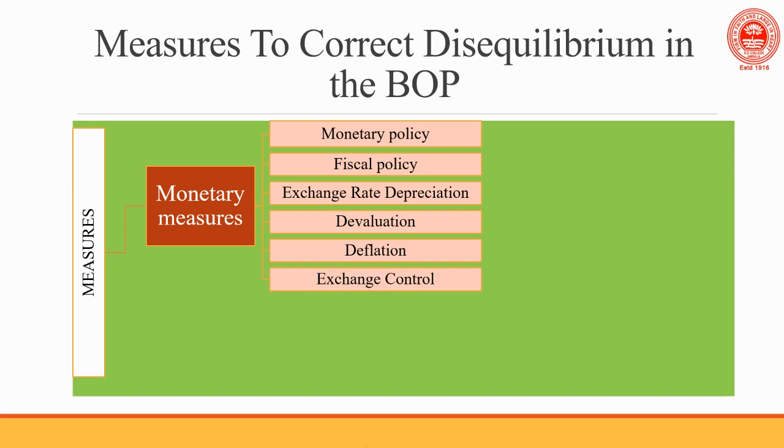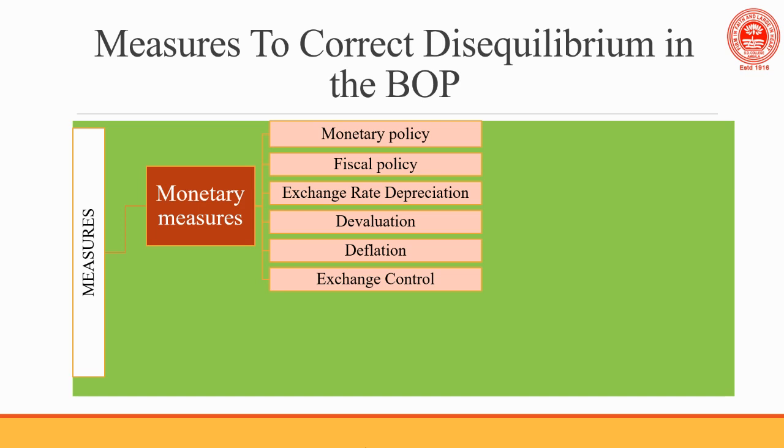Another monetary measure could be exchange control. That is, all the exporters are directed by the specific authority dealing with the monetary matters to surrender their foreign exchange earnings, and the total available foreign exchange is rationed amongst the licensed importers. So, through this mechanism of exchange control, the disequilibrium can be corrected to a certain level.